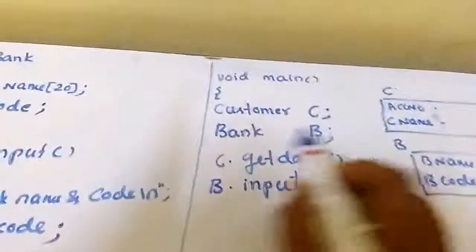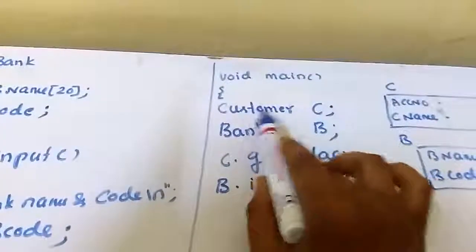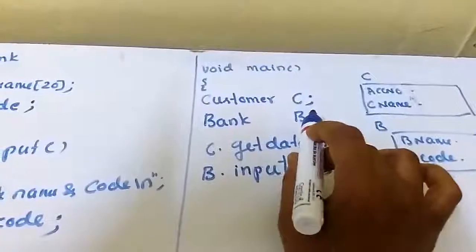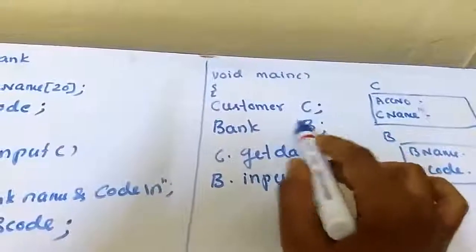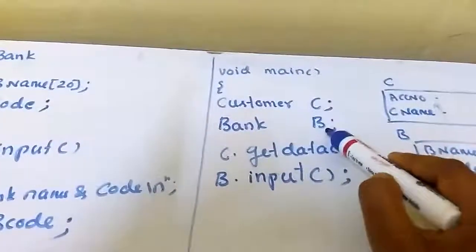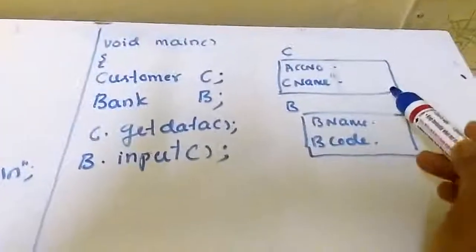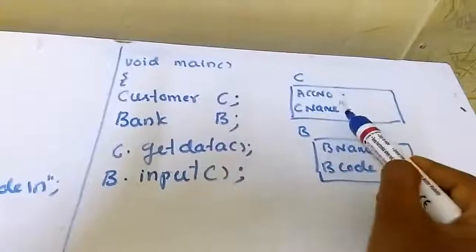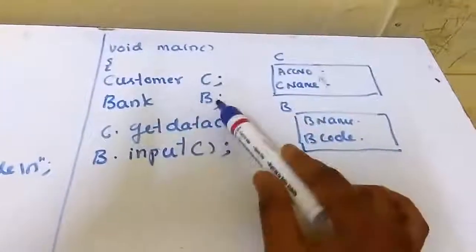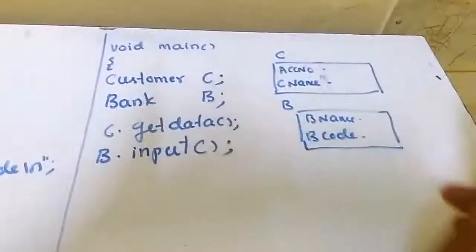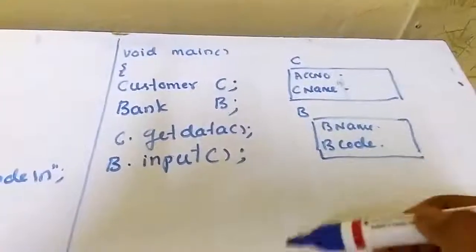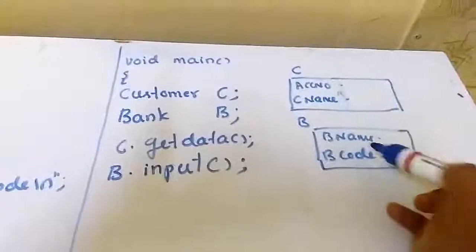See here. In the main function, I declare object customer C. First we have to read data, no? That's why we need objects, and one more for class bank. Whenever we create an object, there will be memory allocation for customer: account number and customer name are the data members. And bank B, B is an object of bank type. What are the data members? B name and B code. Let us input values for these objects.